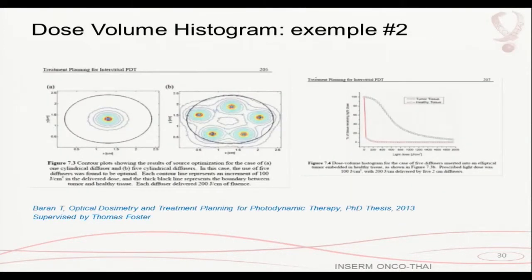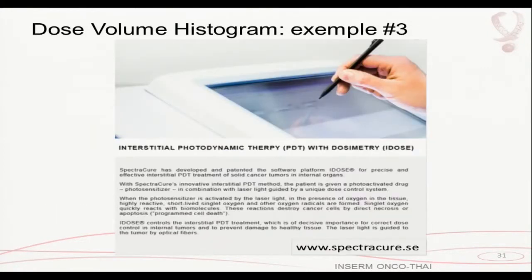Another example, again it's a pity because it's really nice with a curve, from another group, Thomas Foster's. I took it from the PhD thesis of Baran, where they display this DVH, and you can clearly see that you have high dose in the tumor and almost no dose in the normal tissue, with the D90 in the tumor.